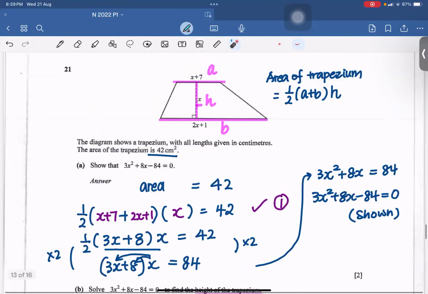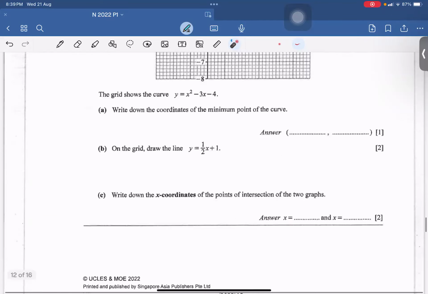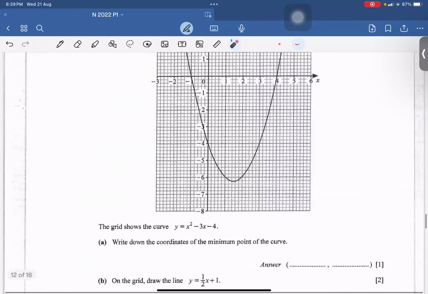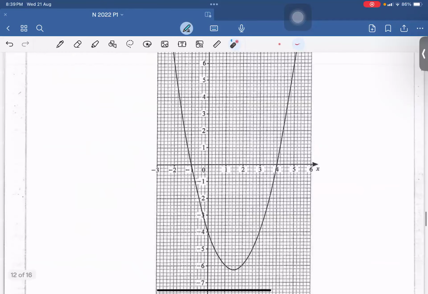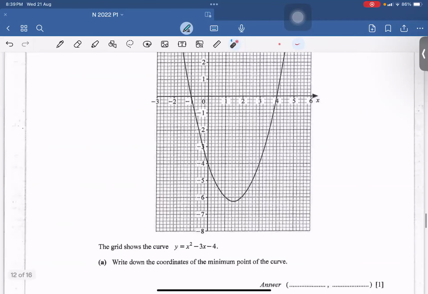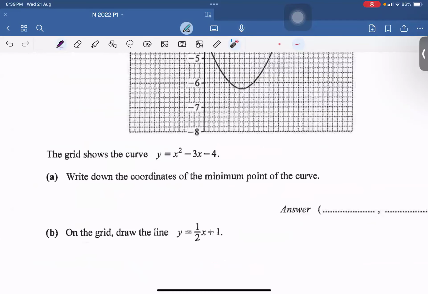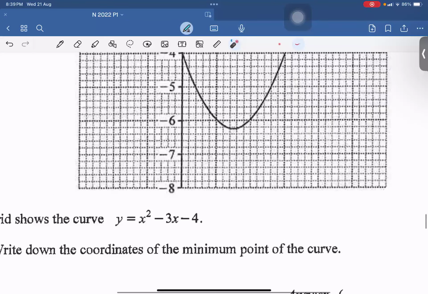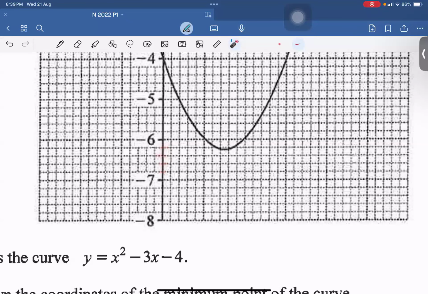I'm going to move on. Next question. Now this one, quadratic curve. Although the question already draws the graph for you, the grid shows this graph. Read the question very carefully. The question says, write down the coordinates of the minimum point of the curve. Yes, I have the grid, but observe this portion: 1, 2, 3, 4, 5, 5 squares represent 1 unit.